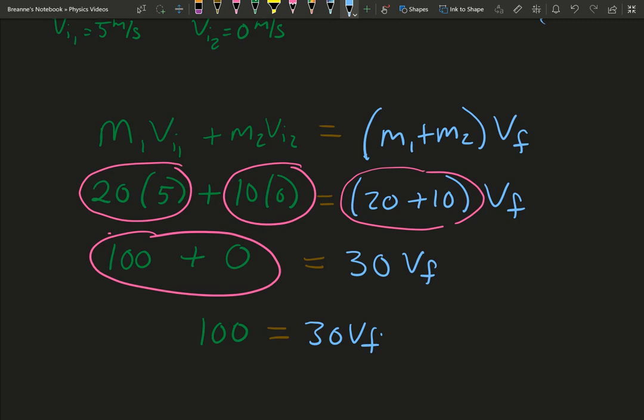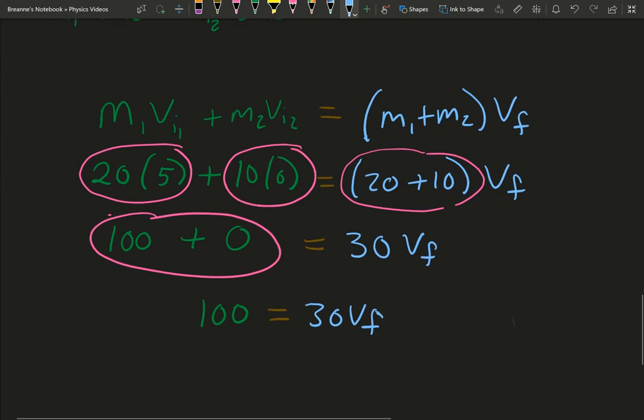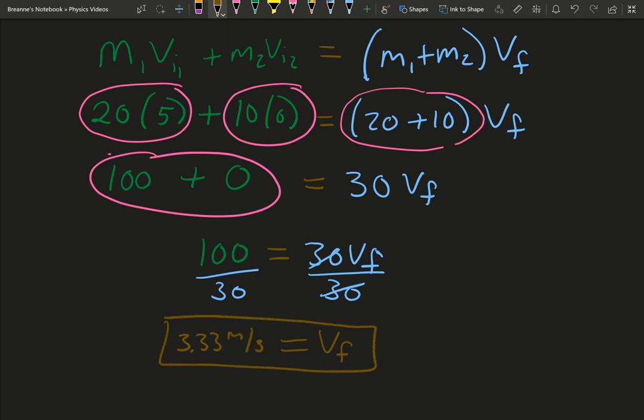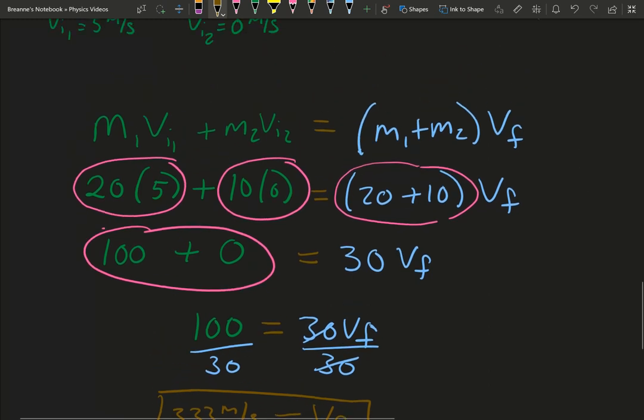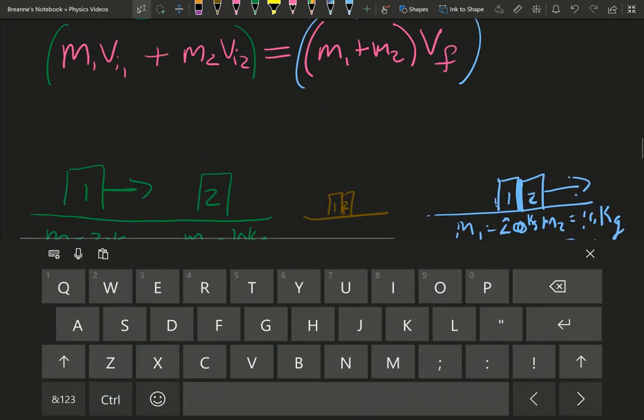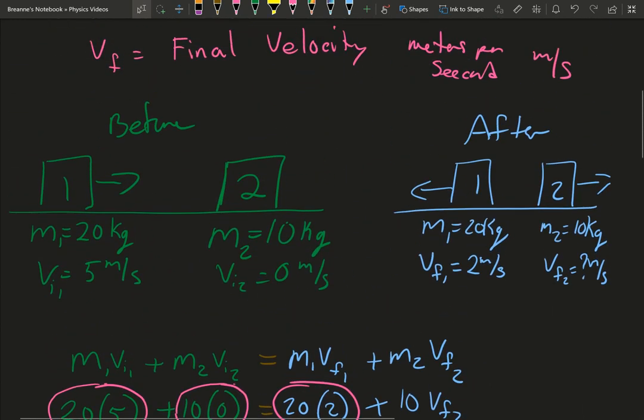30 VF. We need the VF by itself, so we need to move the 30 over. The 30 is being multiplied. The opposite of multiply is divide. So you get that your VF equals 3.33 meters per second. There you go. So there's how to do an inelastic, where they just stick together. And there's how to do an elastic, where they bounce off.